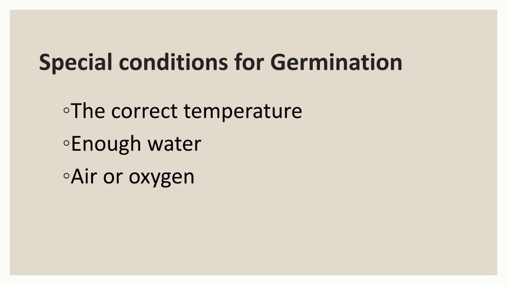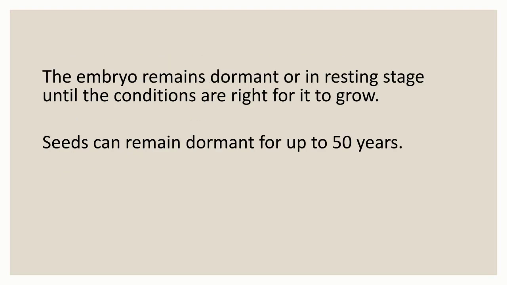There are special conditions for germination to take place. The special conditions are the correct temperature, enough water, and air or oxygen. If the correct or suitable conditions are not met, the seed is not going to grow into a new plant. It will remain dormant or in a resting stage. Some seeds can remain dormant for about 50 years. In history, seeds 3000 years old have also been made to germinate.